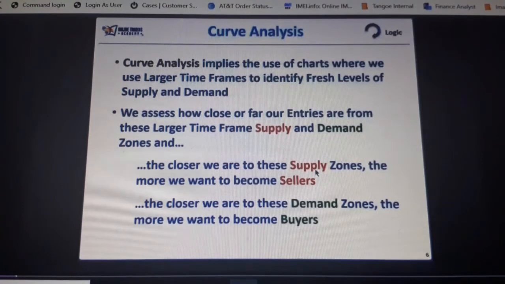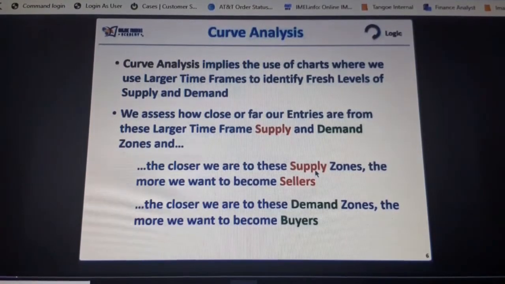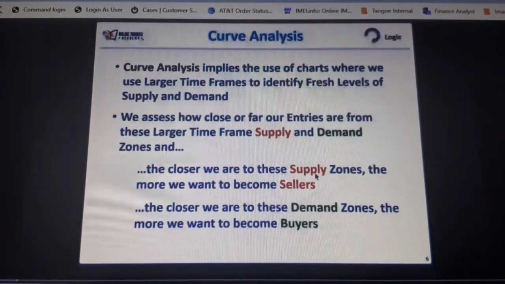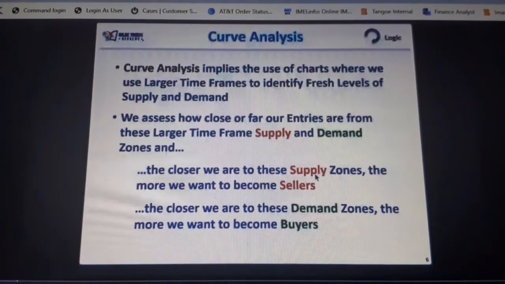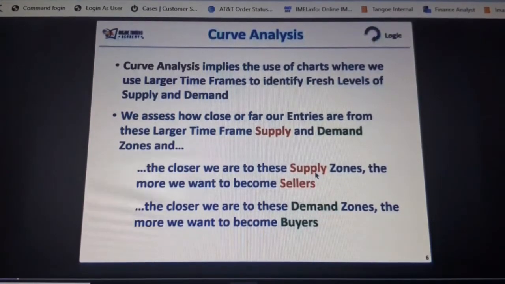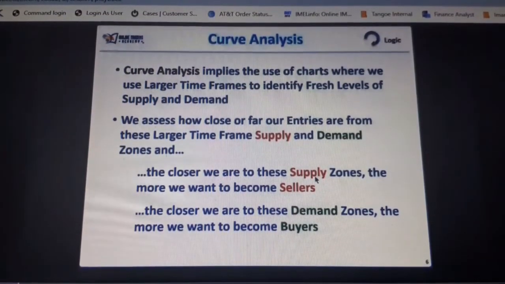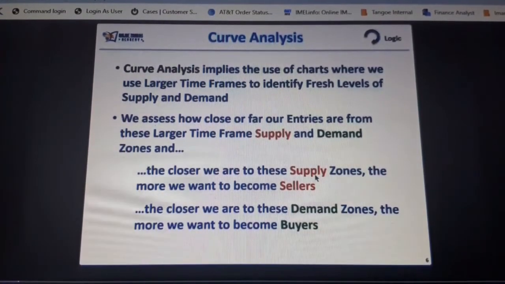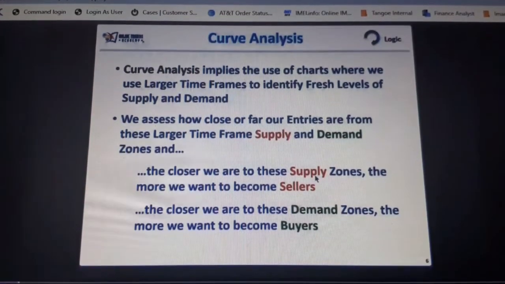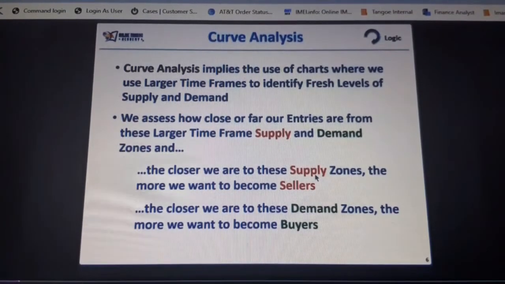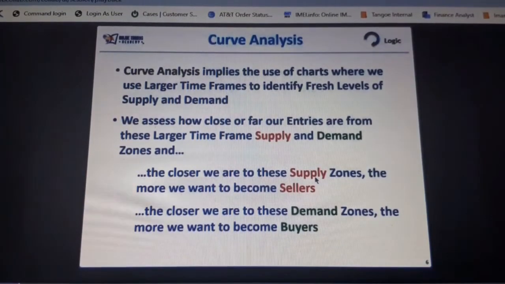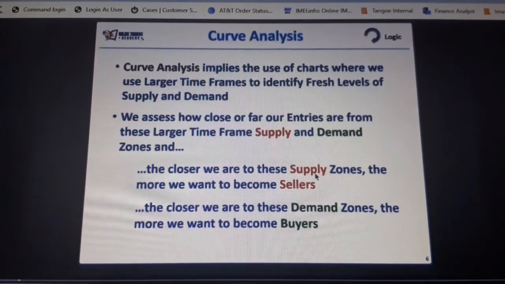Okay, so understand one thing. Whenever your supply zone is closer to your higher time frame supply, that is the time you will try to sell. And whenever your lower time frame demand zone is closer to your higher time frame demand zone, that is the time when we will try to buy. Just understand one thing, if you are closer to a higher time frame supply, we will not be a buyer, and if you are closer to a higher time frame demand zone, we will not be a seller.